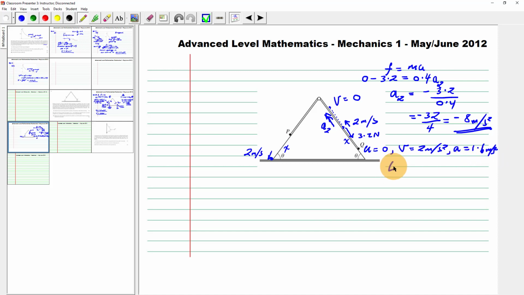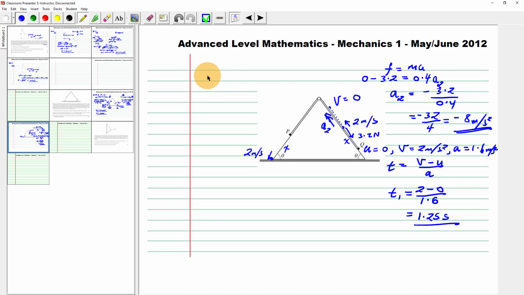Now we want the t, and the t can be given by v minus u over a. This is the first value of t to move from this point to this point. So I'm going to call it t1. t1 is going to be equal to 2 minus 0 over 1.6. Let me see what that gives us. This gives me 1.25 seconds. That is t1. Let me look at t2.